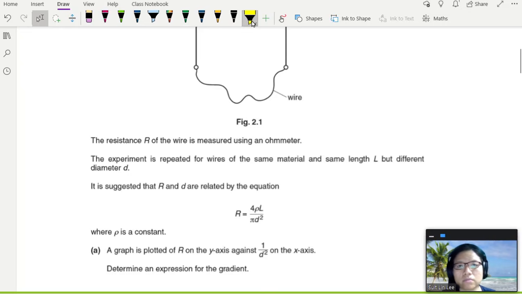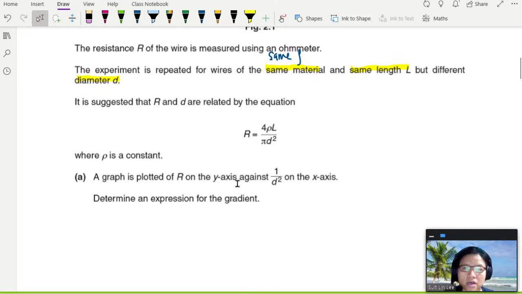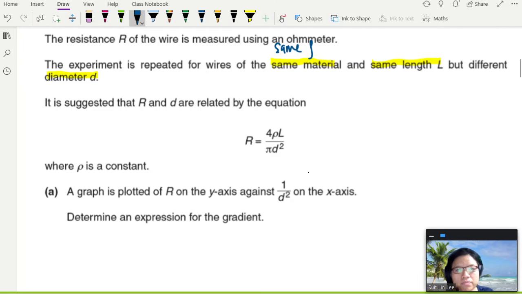So I'm just gonna highlight this. Same material, same length, different diameter. Okay, so same material here means you will have the same resistivity. It is suggested that R and D are related by the equation R is equal to 4 rho L over pi D square.